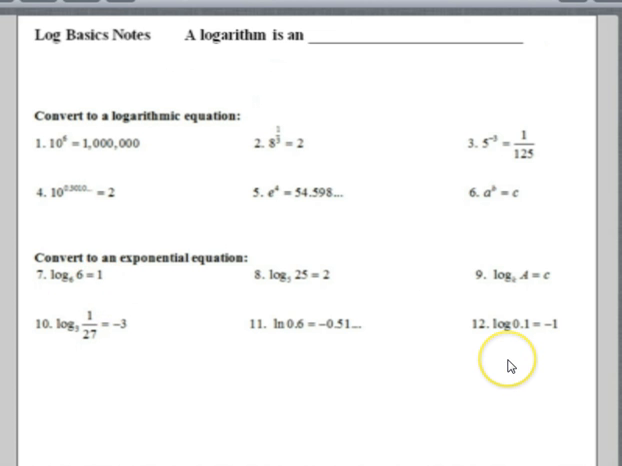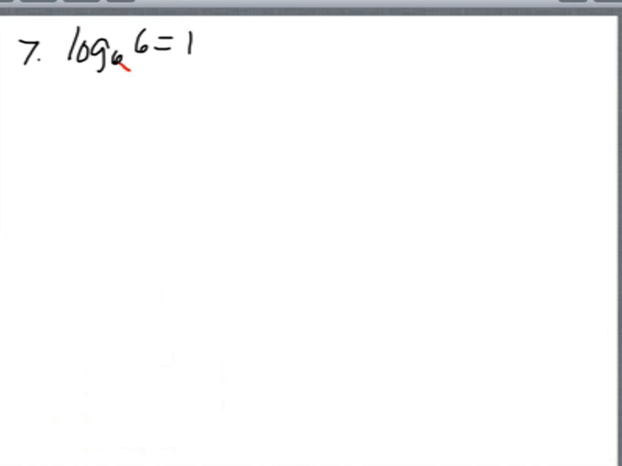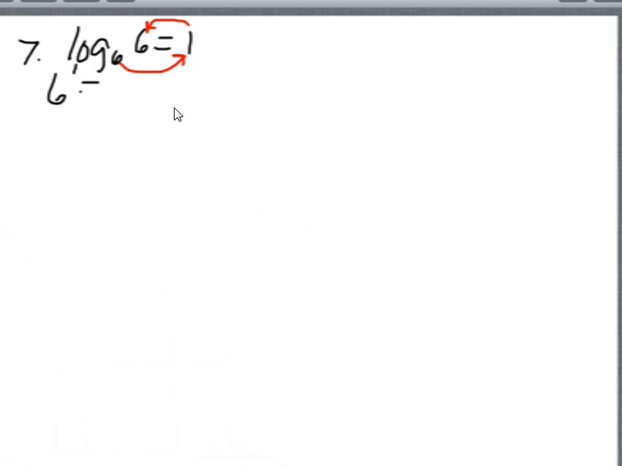Okay, now we're going to look at numbers 7 through 12, and I'm going to get a separate page so that I have a little more room to write for 7 through 12. Okay, number 7 is log base 6 of 6 equals 1. So thinking of my little swoop, I don't remember if I told you about the swoop yet, but I think of this as 6 to the first equals 6. So I kind of swoop over from the base to this exponent equals this answer. So 6 to the first equals 6.